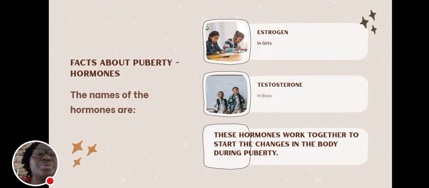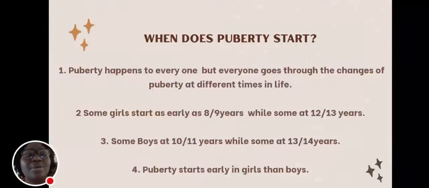And these hormones, they have names. The hormone at work in girls during puberty is called estrogen. Estrogen, write it down if you are writing. Estrogen for girls, and for boys, it is called testosterone. The hormone at work during puberty in the life of boys is called testosterone. These hormones work together to start the changes in your body during puberty. I hope you get that. Okay, can we move on? Yes, we'll move to the next slide.